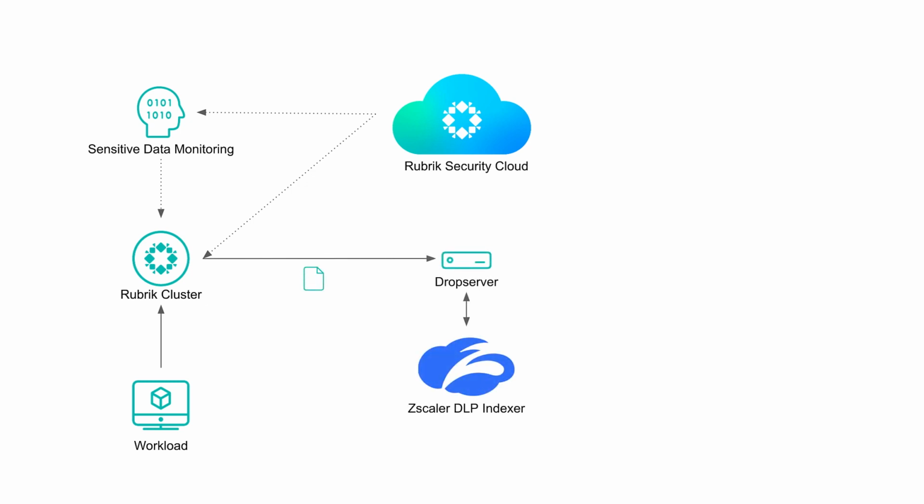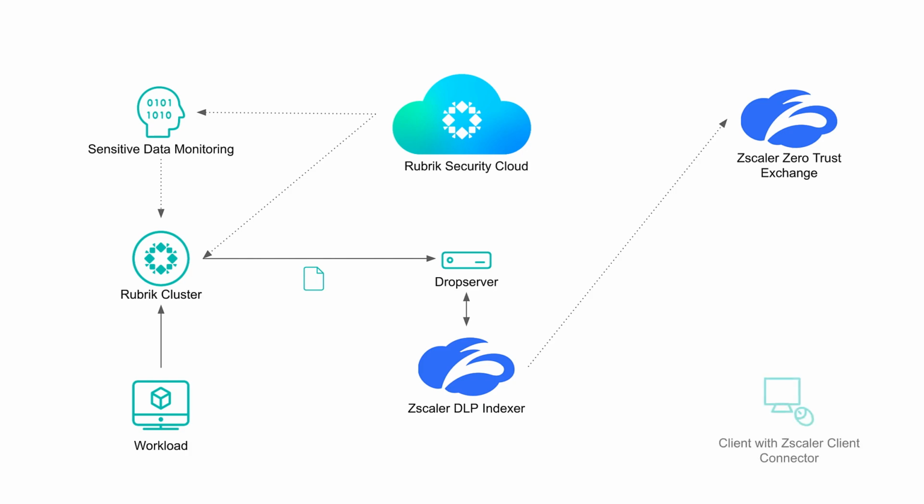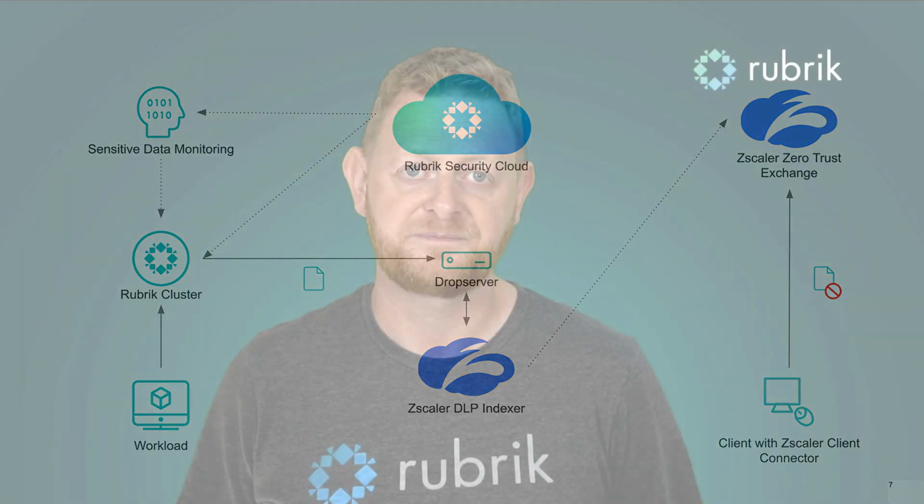The Zscaler indexer then picks these files up, indexes and fingerprints them, and sends this metadata to the Zscaler Zero Trust Exchange. All data passing through the Zero Trust Exchange is inspected for the fingerprint of previously indexed sensitive data. Where it's detected, Zscaler DLP blocks the file transfer and can alert the Zscaler administrators.